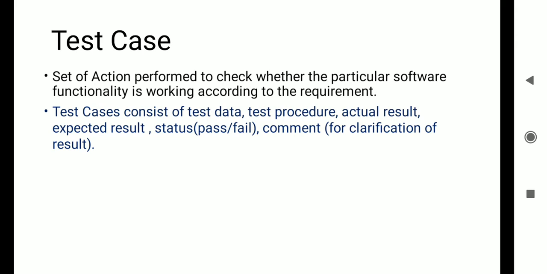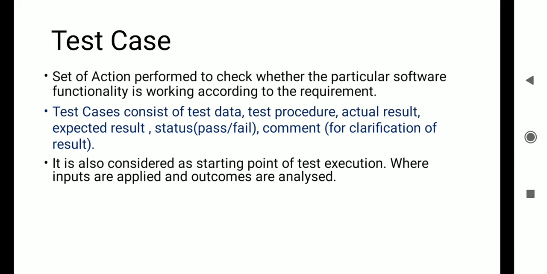Status shows whether the test case has passed or failed, if you have executed it. Comment is used when a clarification is required by the developer. Suppose you have reported a bug but he is not able to understand it. If you mention it in the comment section, he will be clearer on that bug. It is also considered the starting point of test execution, where inputs are applied and outcomes are analyzed.